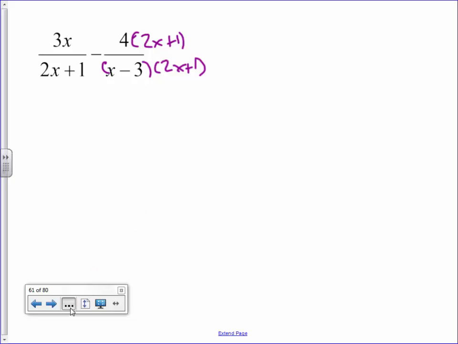I do, but not with 2x plus 1. I put an x minus 3 right here, and an x minus 3 right here. I'll just bracket this up to make sure it's well bracketed. All right. Bracket is done.